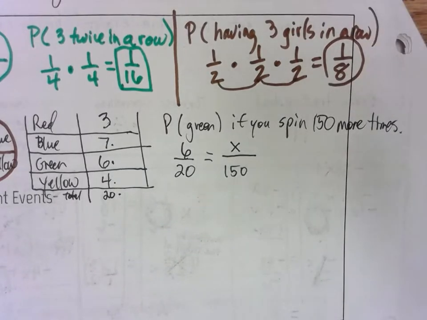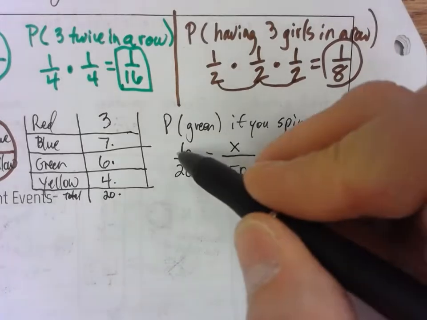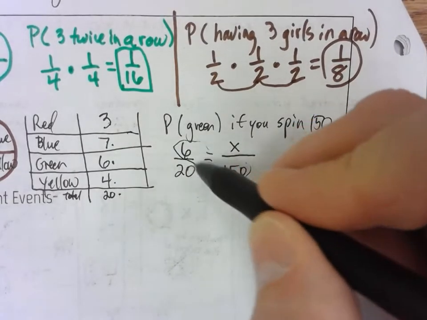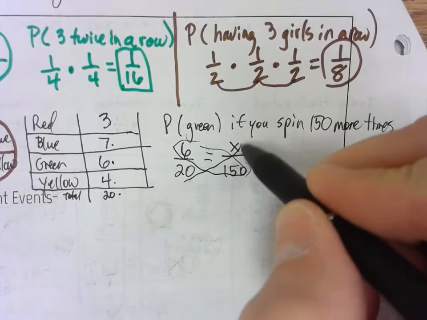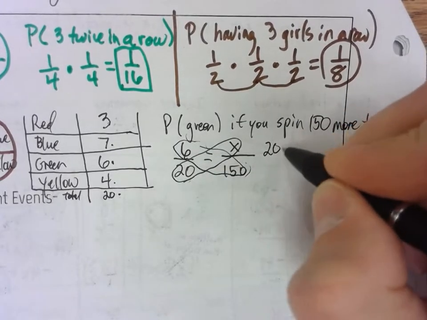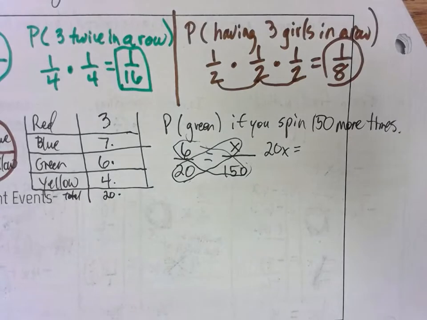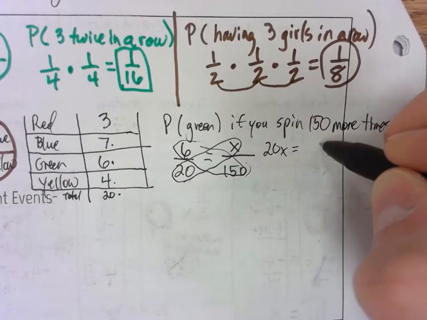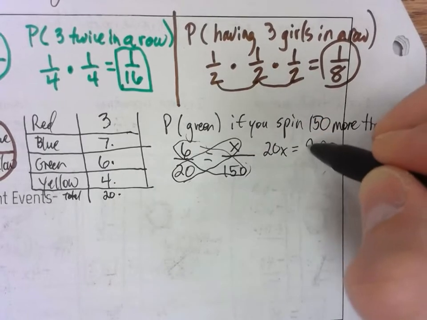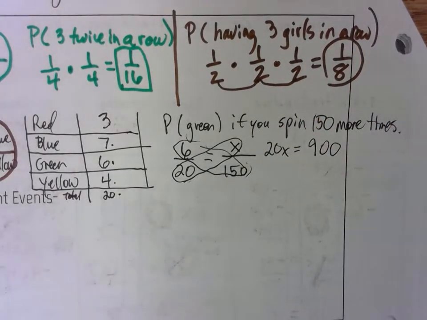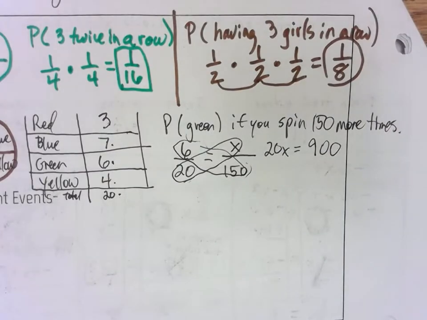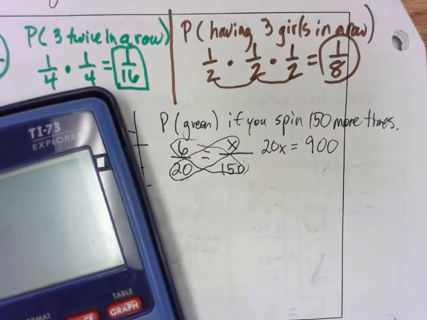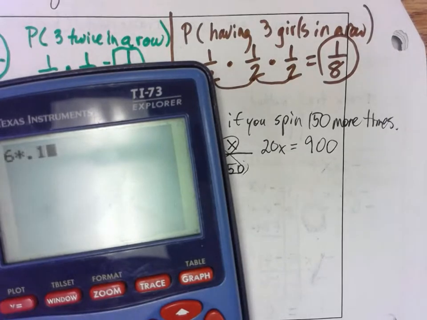All right, so here's how you do it. You can take 6 times 150, right there, and then 20 times X. So you got 20X. Now, if you don't know what 6 times 150 is, you can use your calculator, but I know 6 times 0 is 0. 6 times 5 is 30. So that would be 900, I'm thinking. All right, I'll pull my calculator out just to double check, just to make sure. That would be 6 times 150. Not 0.150. All right, and that is 900.